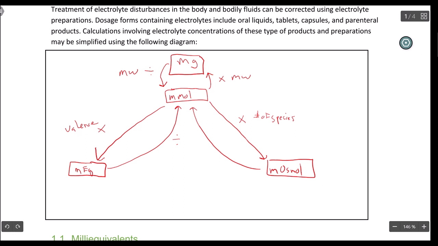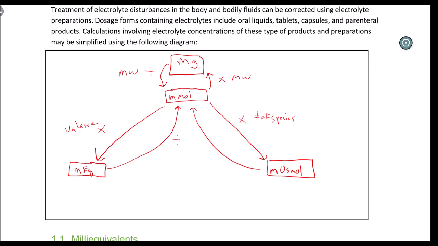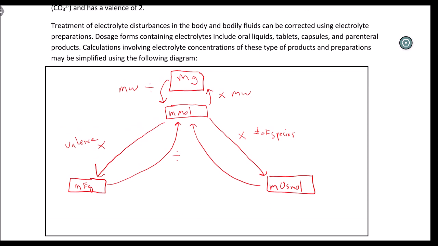Now, that is a cheated system in terms of showing you how to do it, but I find that it connects and makes understanding of what MEQs are. MEQs are based on valence. It shows you milliosmoles. The osmolarity of a solution is based on number of species, and it puts it into a concrete form for us to utilize for some of these calculations.